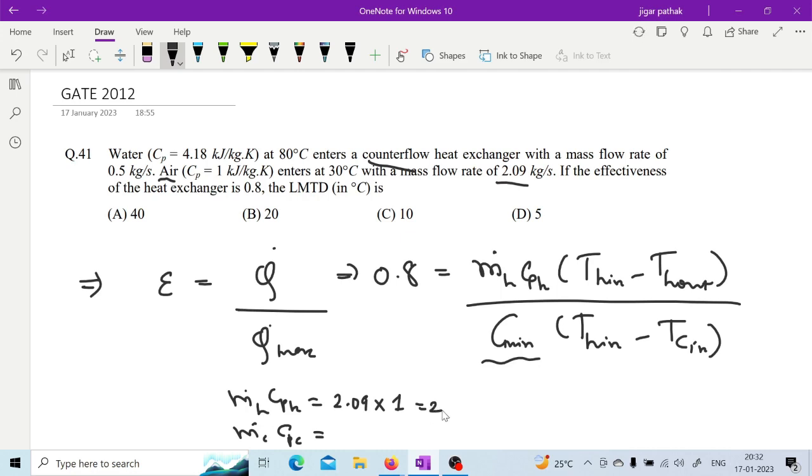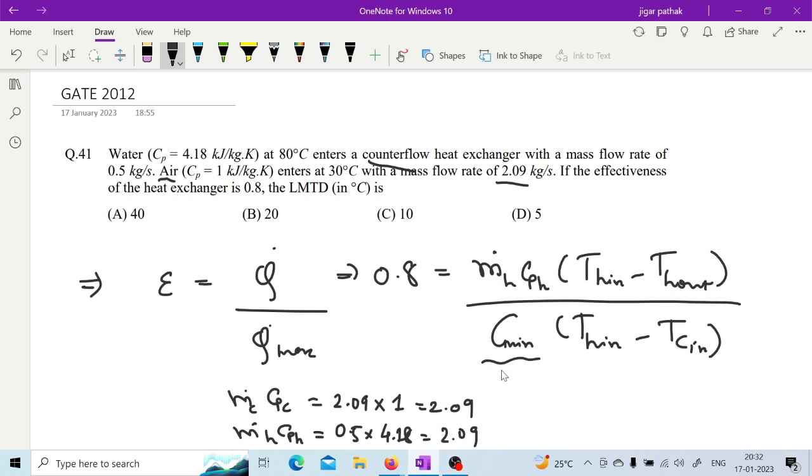So for cold fluid it is 2.09. For hot fluid, this flow rate is 0.5 and that Cph is 4.18. So here it is 2.09. So both are the same, right?